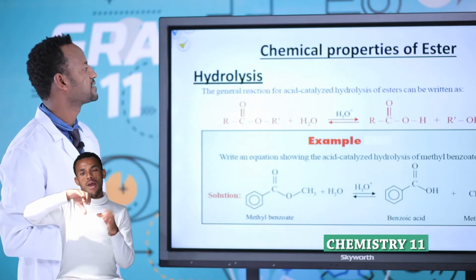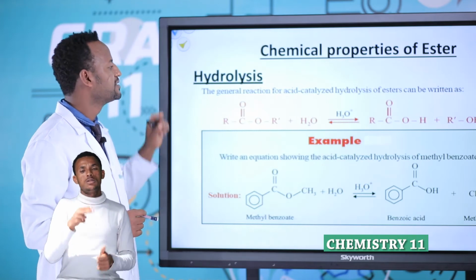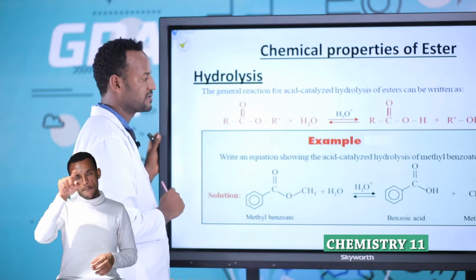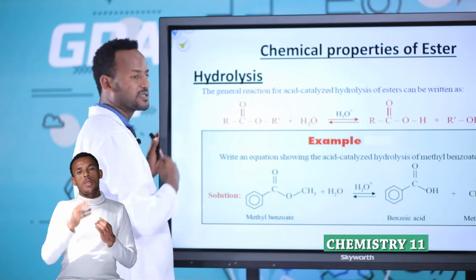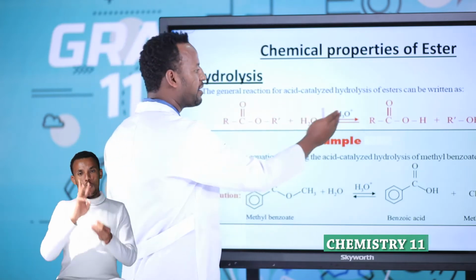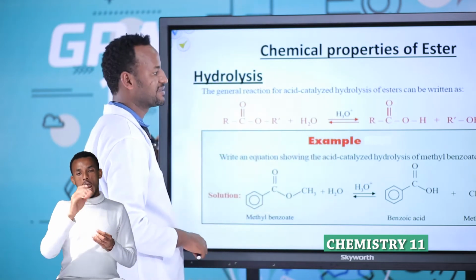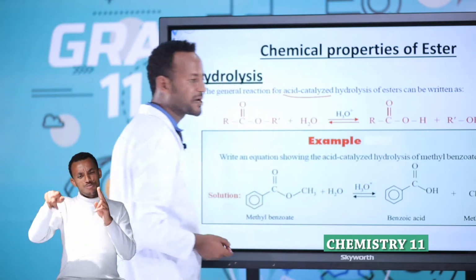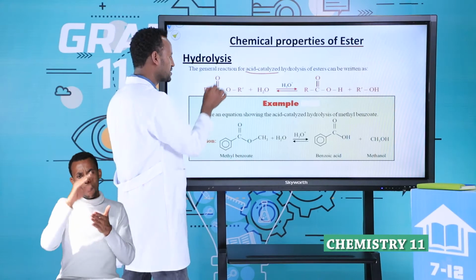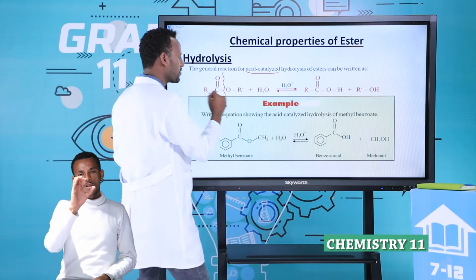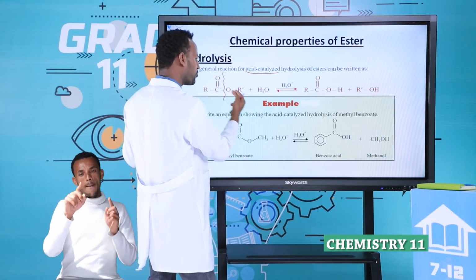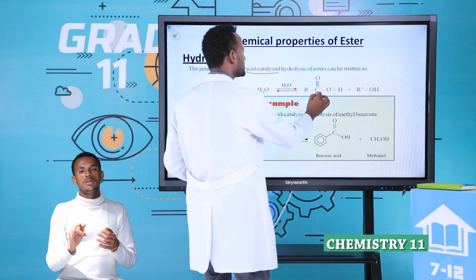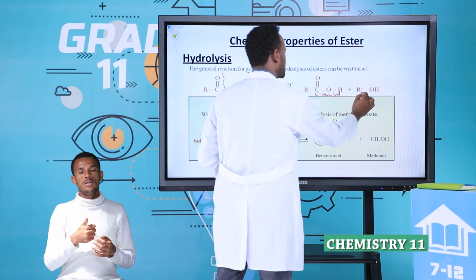Chemical properties of ester. The first one is hydrolysis. The general reaction for acid catalyst, look at this one: RCOOR prime. R prime is the alcohol portion, R is the acid portion. Ester plus water, acid catalyzed, gives RCOOH plus R prime OH. This is the ester, RCO with OH group, and R prime O with H group produces this one, carboxylic acid, and this one, alcohol.